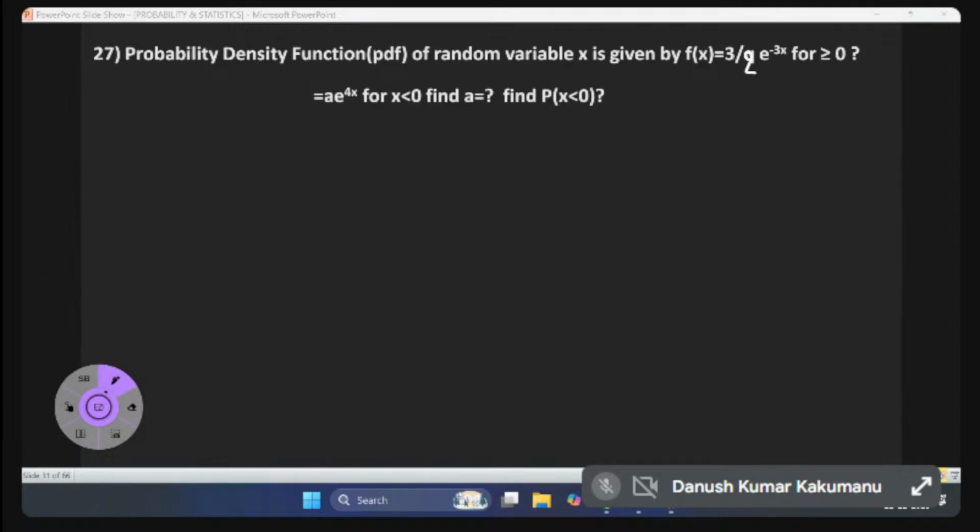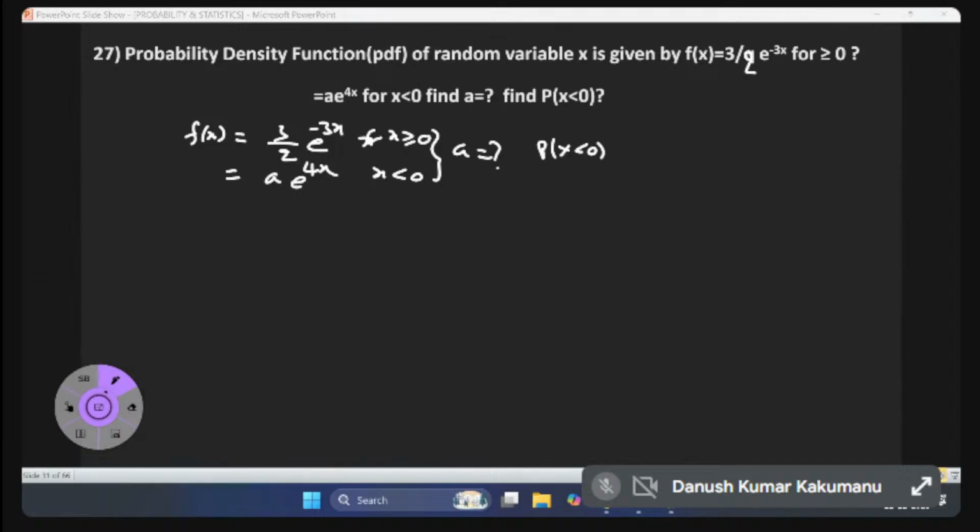Continuous. The function is f of x equals 3 by 2 e power minus 3x for x greater than or equal to 0, and a e power 4x for x less than 0. It asks for the value of a, and also P of x less than 0. These two questions they are asking.